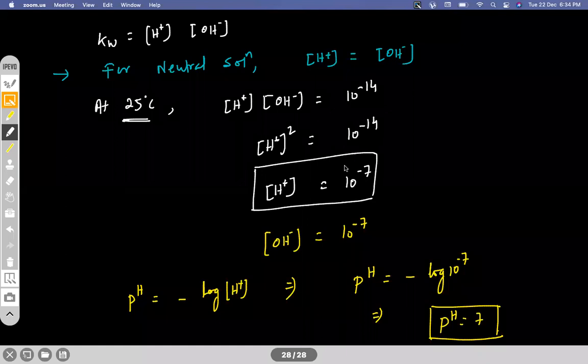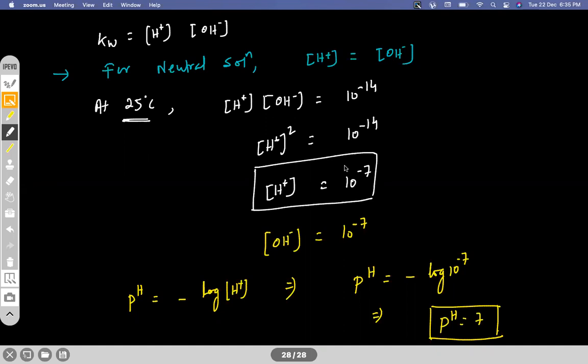10 to the power minus 13. So root over of 10 to the power minus 13, you need to solve. And then you will get H plus and OH minus concentration. So whenever we say pH for a neutral solution is 7, it is understood we are talking at 25 degrees Celsius. So it's not like we always have pH 7 for a neutral solution; we have to take care of the temperature condition. Okay, this is one thing.